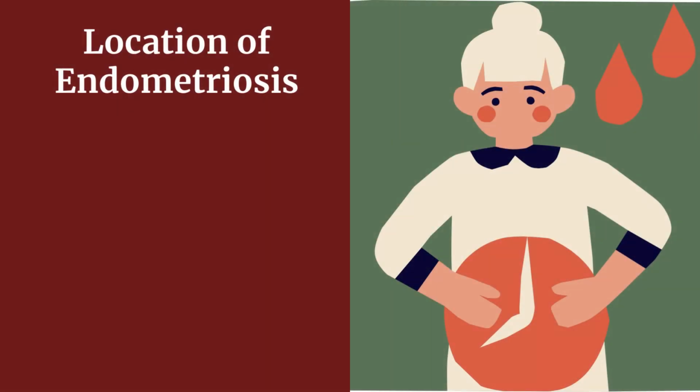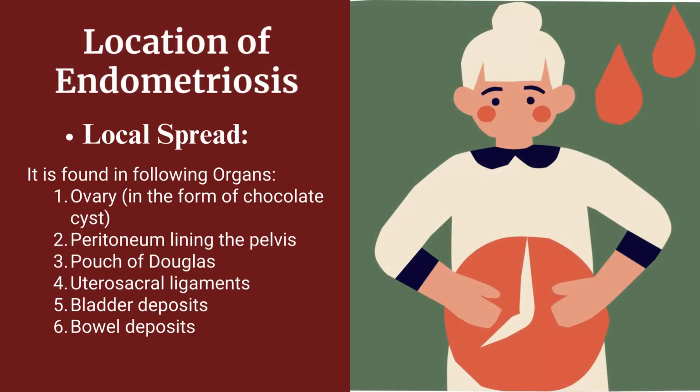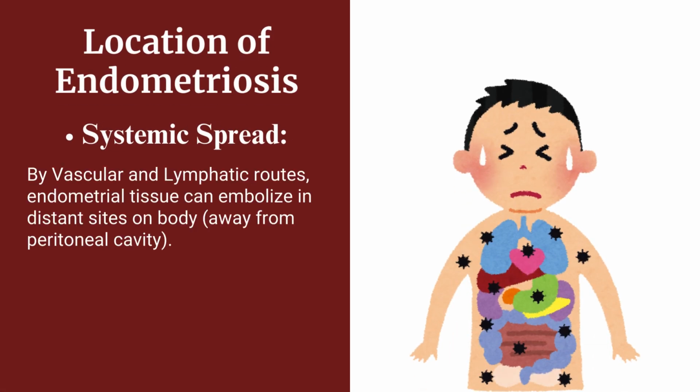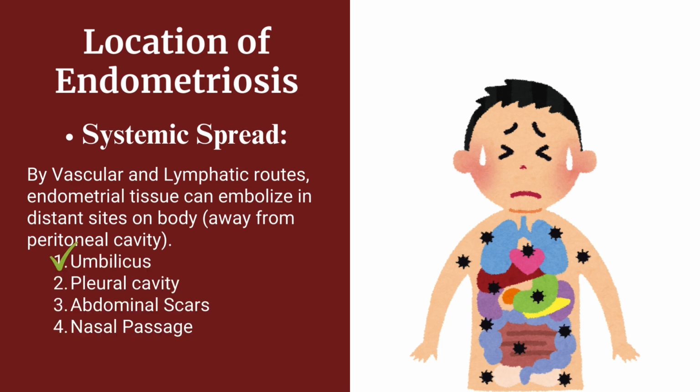Location of endometriosis. Local spread. It is found in following organs: ovary, in the form of chocolate cyst; peritoneum lining the pelvis; pouch of Douglas; uterosacral ligaments; bladder deposits; bowel deposits. Systemic spread: via vascular and lymphatic routes. Endometrial tissue can embolize in distant sites on body, away from peritoneal cavity. For example, umbilicus, pleural cavity, abdominal scars, nasal passage.